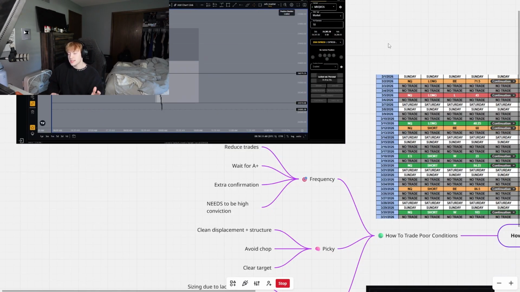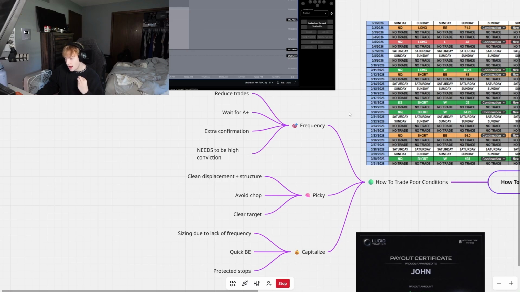That can be done simply by waiting for more candle closures, waiting for the next candle to open to really make sure that we are continuing in the same direction we were displacing with. Waiting that extra second to enter is not always a bad thing, and your trades need to have high conviction. I'm going to talk about that in the capitalize section.